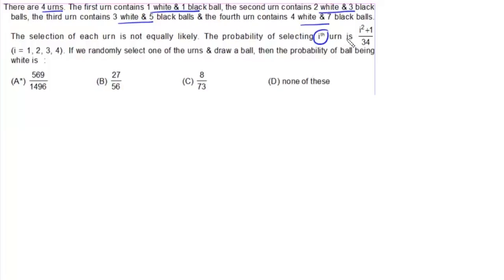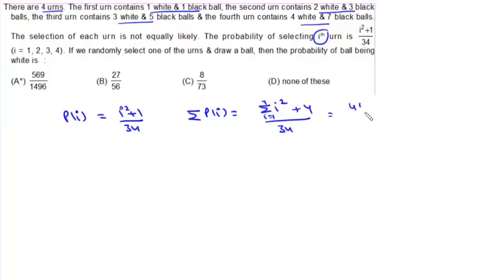Now first we are given that the probability of selecting any ith urn is (i square plus 1) upon 34. Now summation of pi, if you check, it'll be summation i square, where i varies from 1 to 4, plus summation 1 which is 4, upon 34. Now this is n(n plus 1)(2n plus 1) divided by 6, plus 4 upon 34. Now this is 3 and this is 2. So it will be 30 plus 4, 34 upon 34. This is 1. So choosing the urns is a mutually exclusive and exhaustive process.